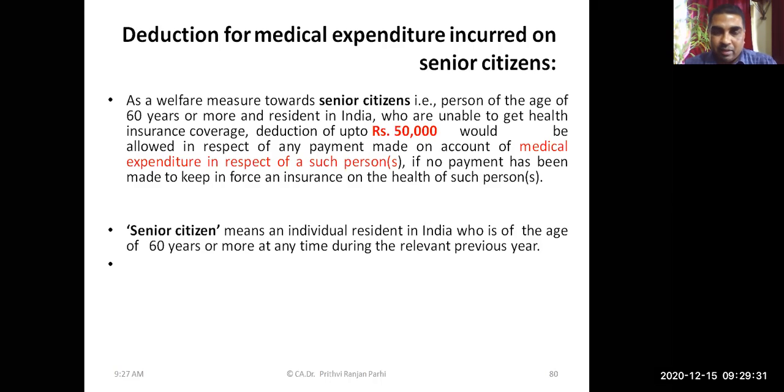In case of major medical expenditure, or any type of expenditure, can it also be claimed? Any kind of medical expenditure. Okay, sir. Okay, 50,000 can be claimed. Right?